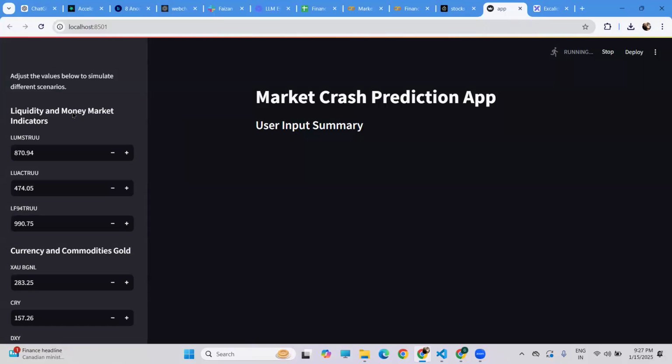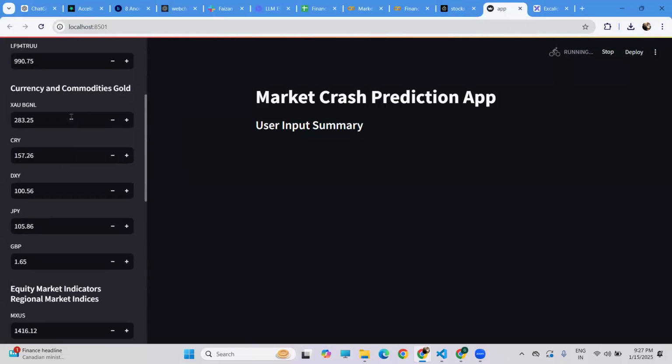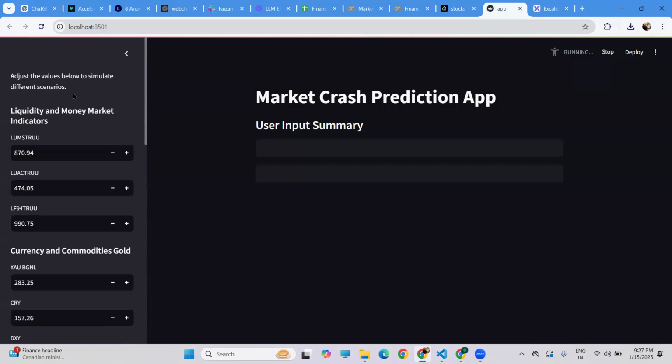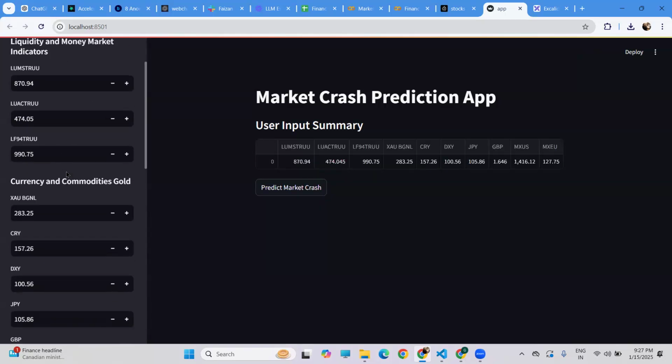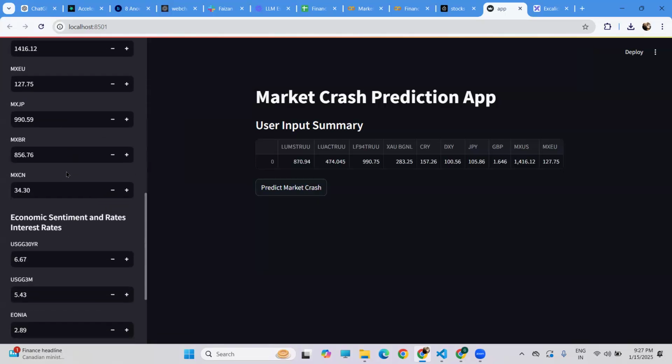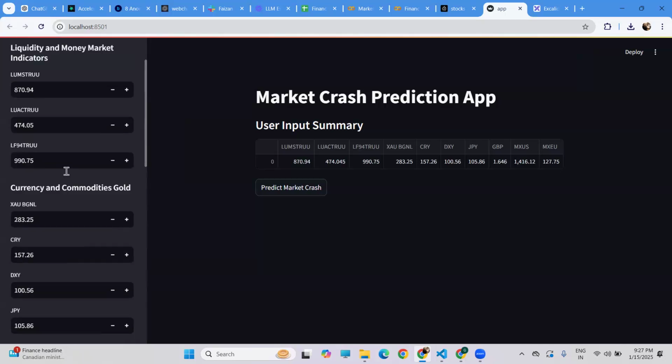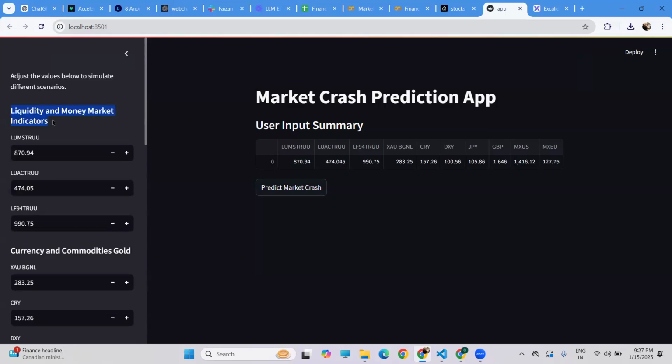So over here, you can see there are lots of user inputs. That's why I also defined some default values, so I don't have to change all the inputs for demo purposes. And you can see all five metrics.